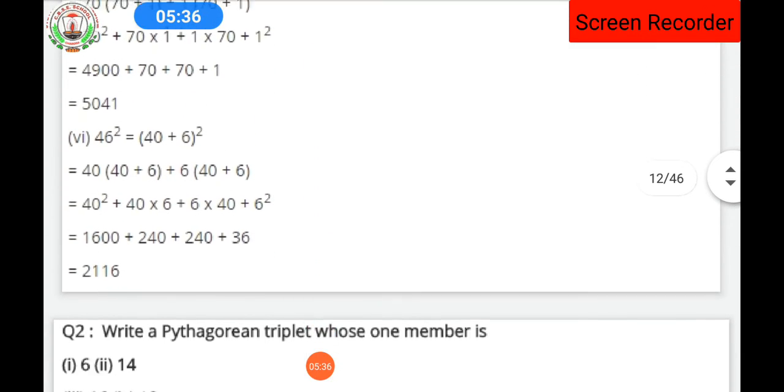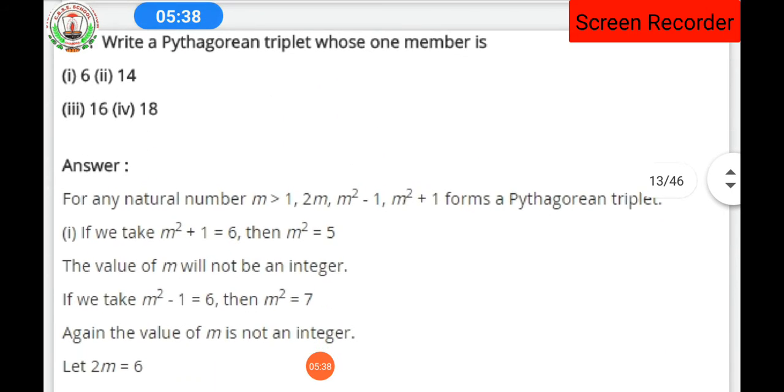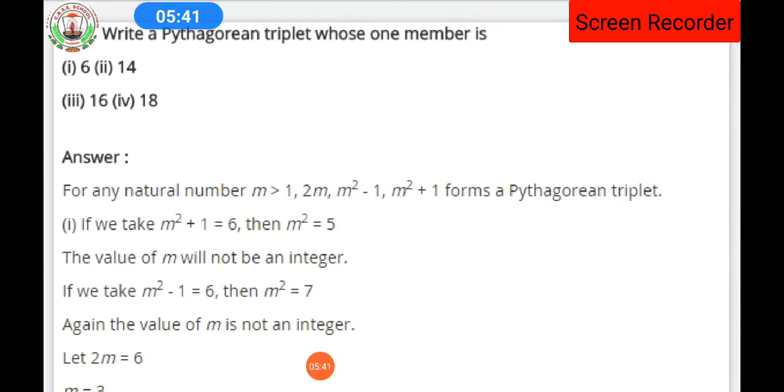So this is the second method which is seen on the screen. Try to do the first method, it will be easier for you. Now moving toward the second question, that is: write Pythagorean triplets whose one member is 6.